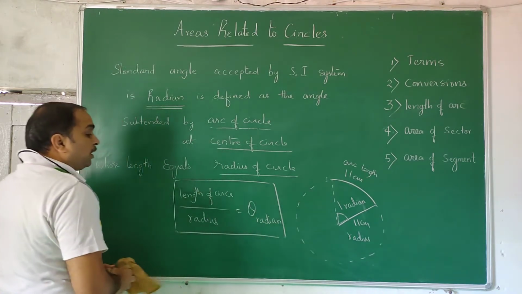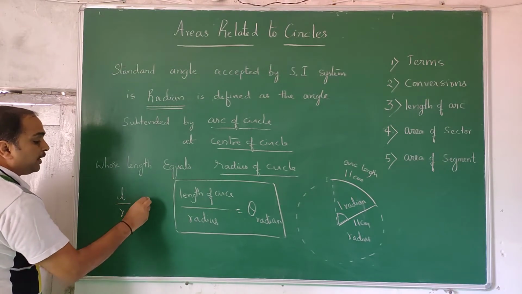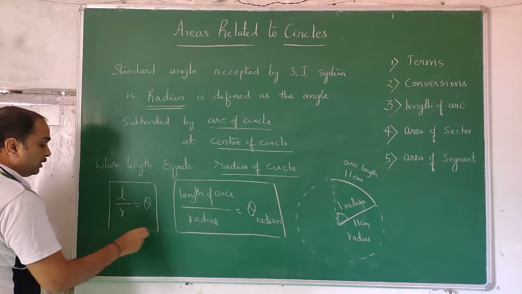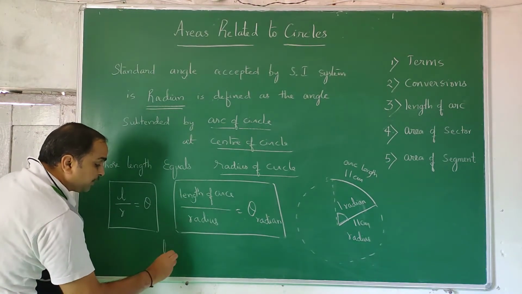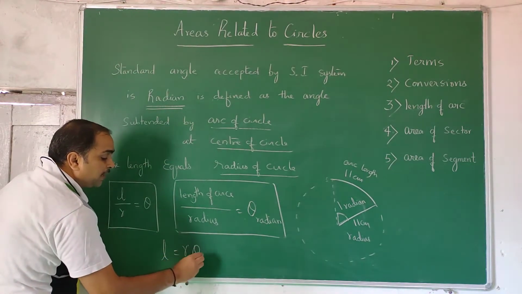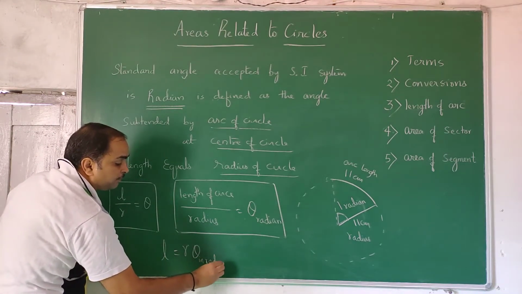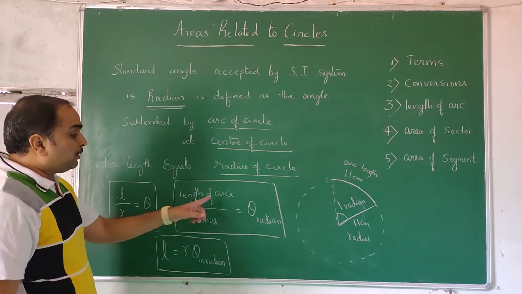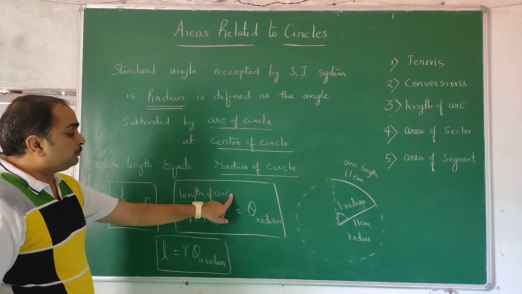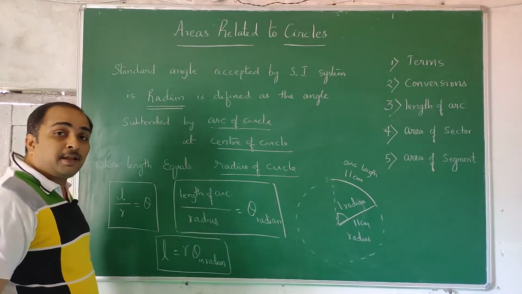So the general formula for finding the angle is length of arc divided by radius is equal to angle in radian, or length of arc is equal to radius times angle in radian. Any one of the formulas you can remember. Better to remember in word form: length of arc by radius is equal to angle in radian form.